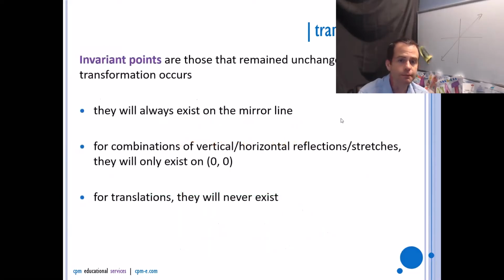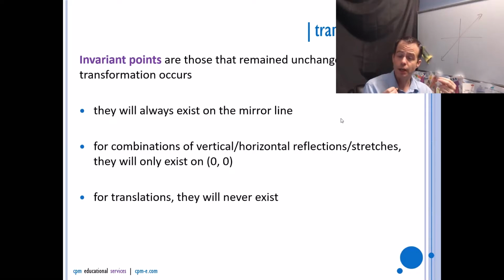Okay, so invariant points. Invariant points are those that remain unchanged after a transformation occurs. So they're always going to happen on your mirror line. If you're doing a reflection, the line of reflection, or if you're doing a stretch, the line of stretch, but the line of stretch and the mirror line are really the same thing, okay? For combinations of vertical and horizontal reflections and stretches, say you had a vertical stretch with a horizontal reflection, okay?